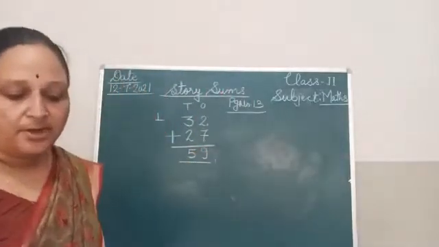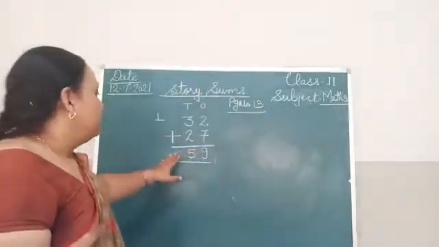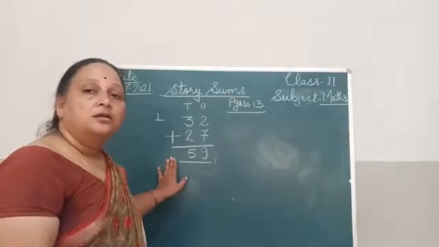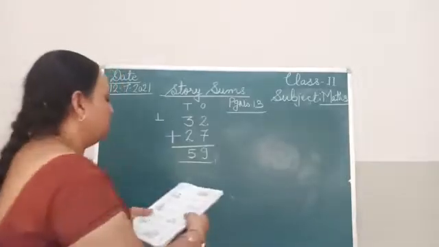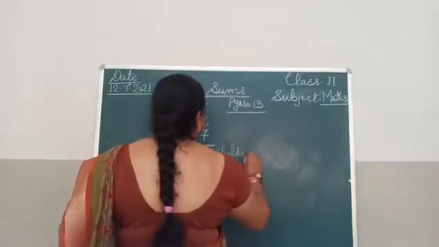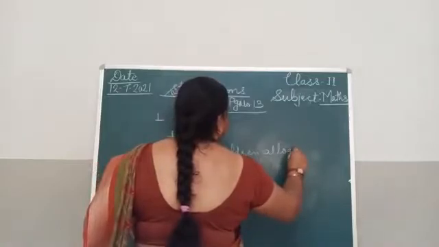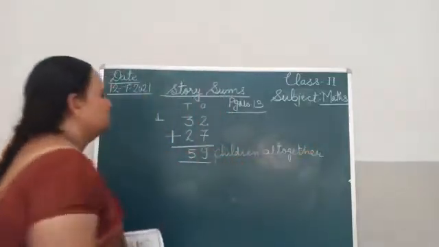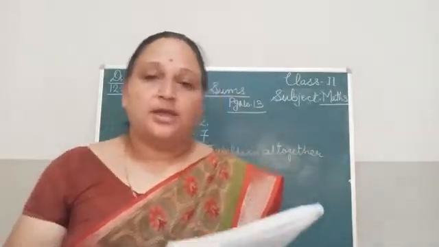So what answer did we get? How many children were there altogether? 59 children were there altogether. Altogether how many children were there? 59. So we will write children altogether. Okay? This is story number 1. It is already solved, but we have solved it again.